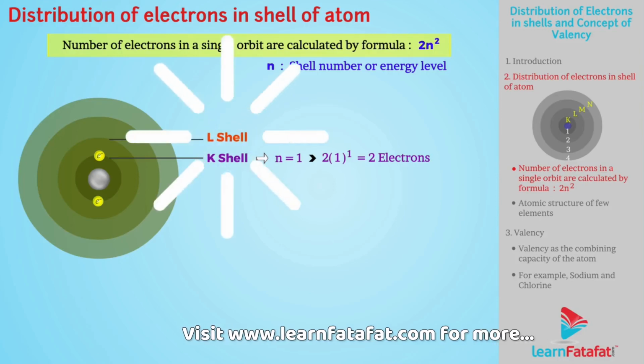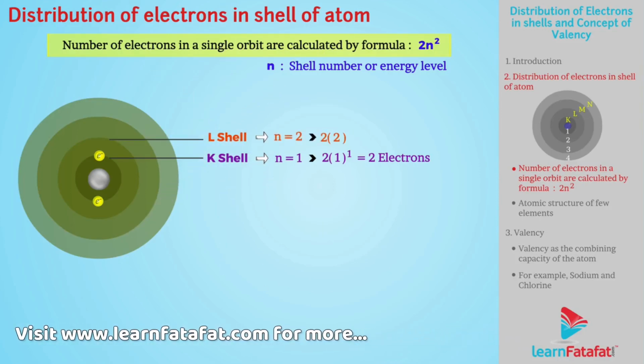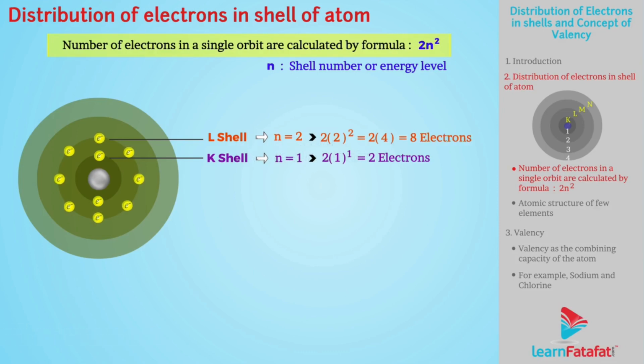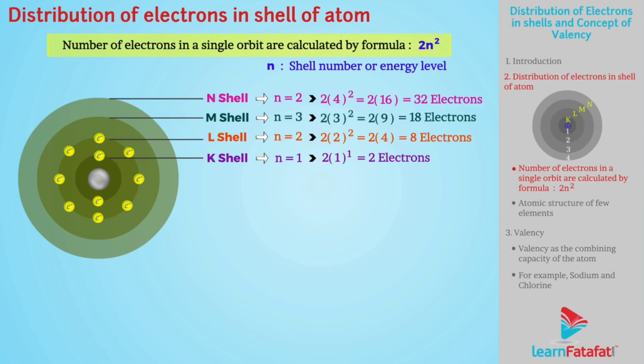Similarly, L shell will have 2 into 2 raised to 2, which is equal to 2 into 4, which is equal to 8 electrons. In this way, the number of electrons in different energy levels is easily known.